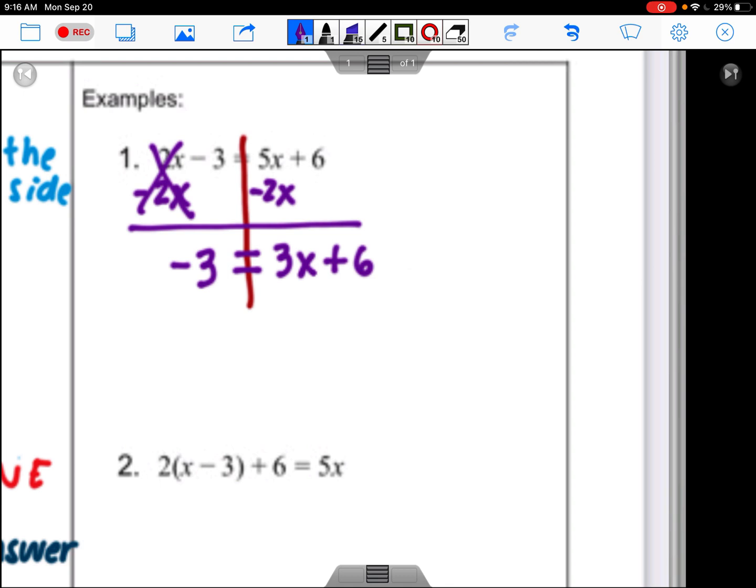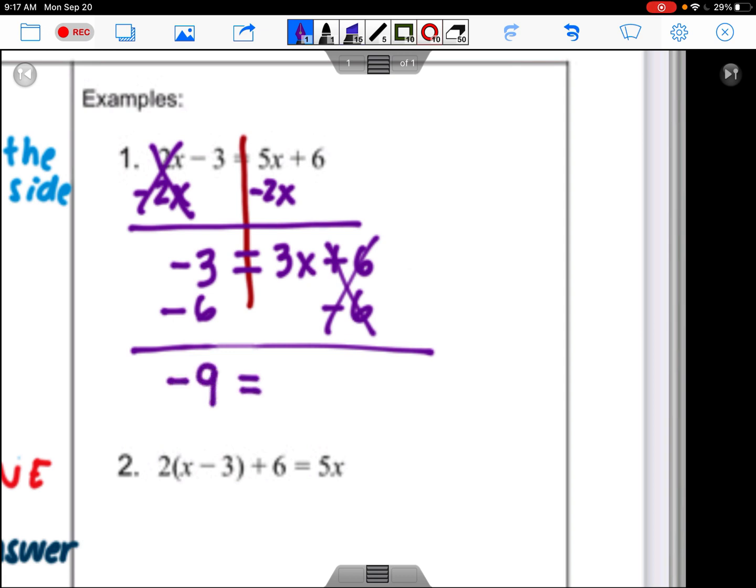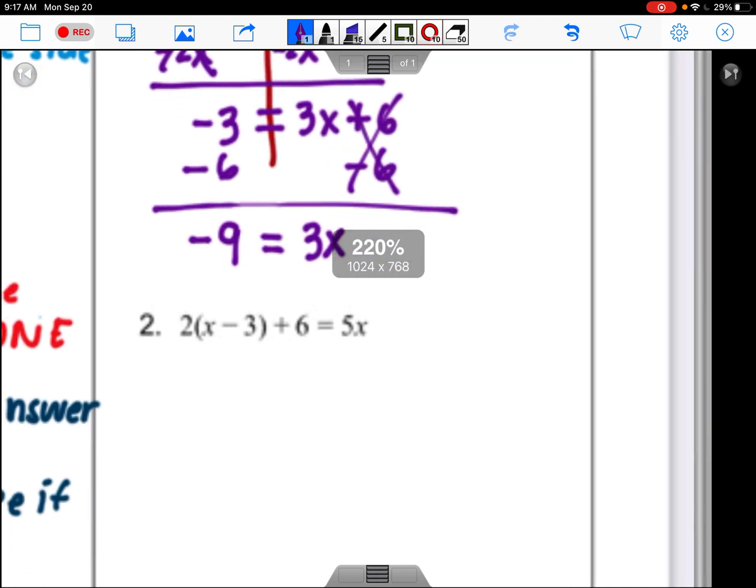Now what do we do? Well, I need to move the 6 over here because I want my x's to be on one side. So, I see that this is a number with no x and this is a number with no x, so I can collect like terms. So I'm going to minus 6 because that's a positive 6, and to cancel it out, I need to do the opposite. So 6 minus 6 is 0. Negative 3 minus 6 is negative 9. It's a bigger negative, right? Equals 3x. And then how do we get the x by itself?